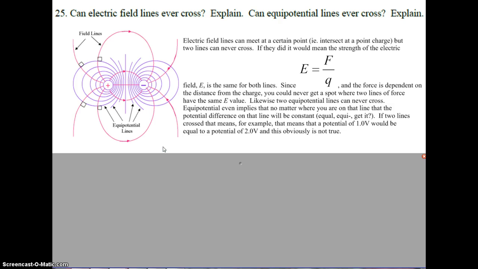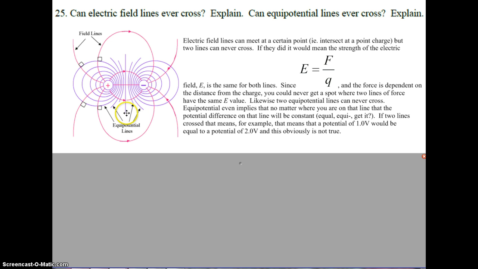Likewise, two equipotential lines can never cross. Equipotential implies that no matter where you are on that line, the potential on that line would be constant, equal. So if two lines cross, that means, for example, that a potential of 1 volt would be equal to a potential of 2 volts. And this obviously is not true.